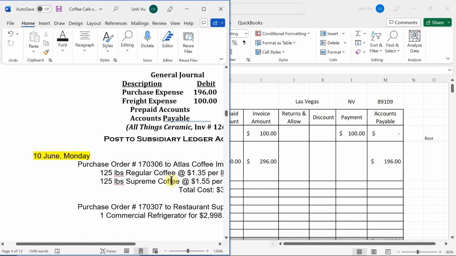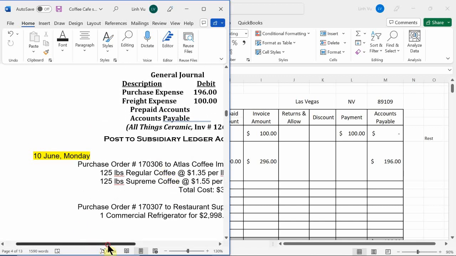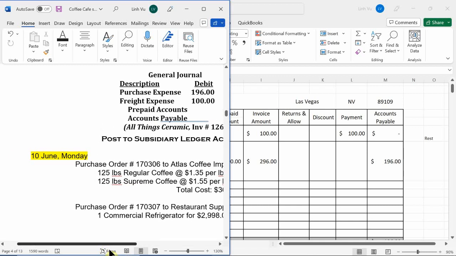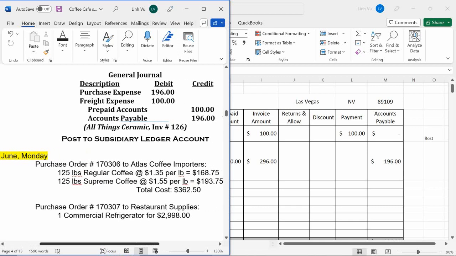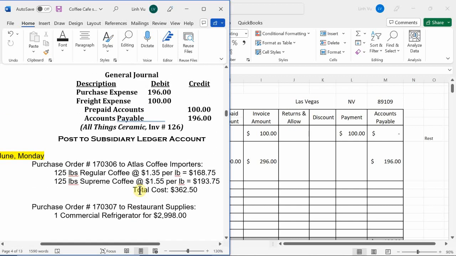So now that we have that, let's go ahead and do the next one. We're still on the same day, but this time we're going to make 2 purchase orders. We're going to now start ordering our coffee. We want 125 pounds of regular coffee and 125 pounds of Supreme coffee, because we bought coffee brewers. We're going to actually brew our coffee at our store and serve it.